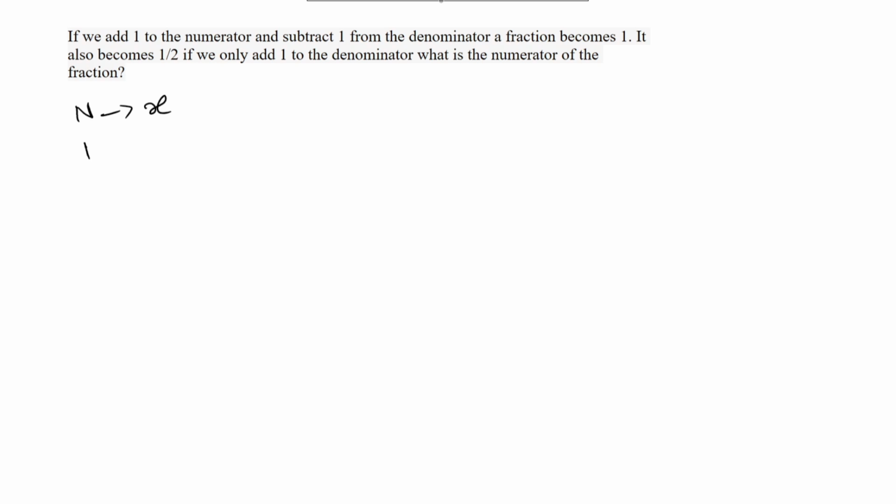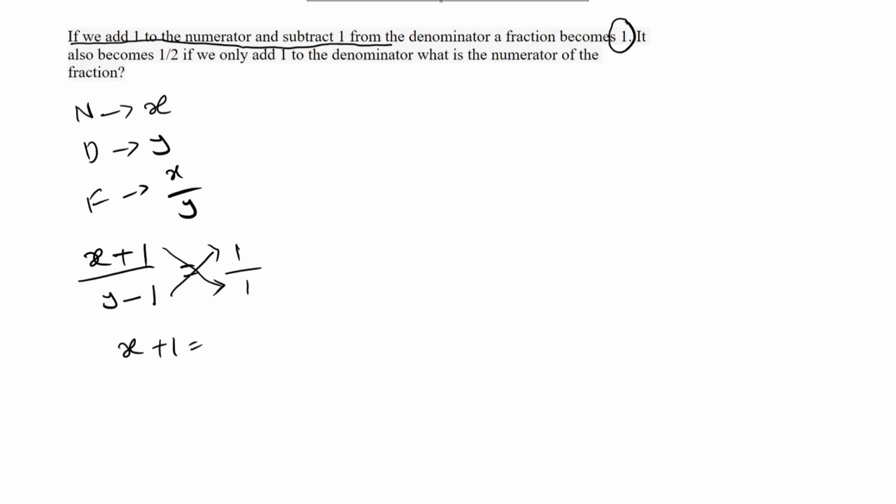If we add 1 to the numerator and subtract 1 from the denominator, a fraction becomes 1. It also becomes 1 by 2 if we only add 1 to the denominator. Then what is the numerator of the fraction? Here he is speaking about numerator and denominator, right? So let the numerator be x and the denominator be y. Then the fraction will be x by y.